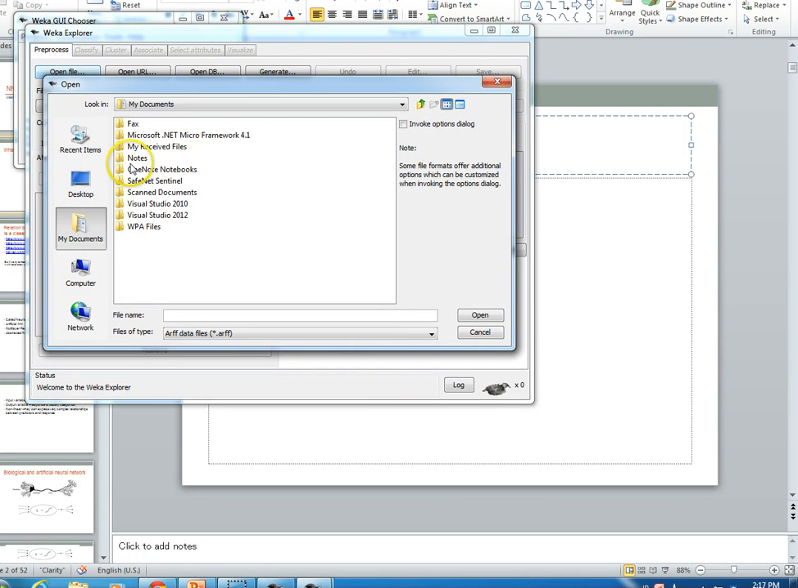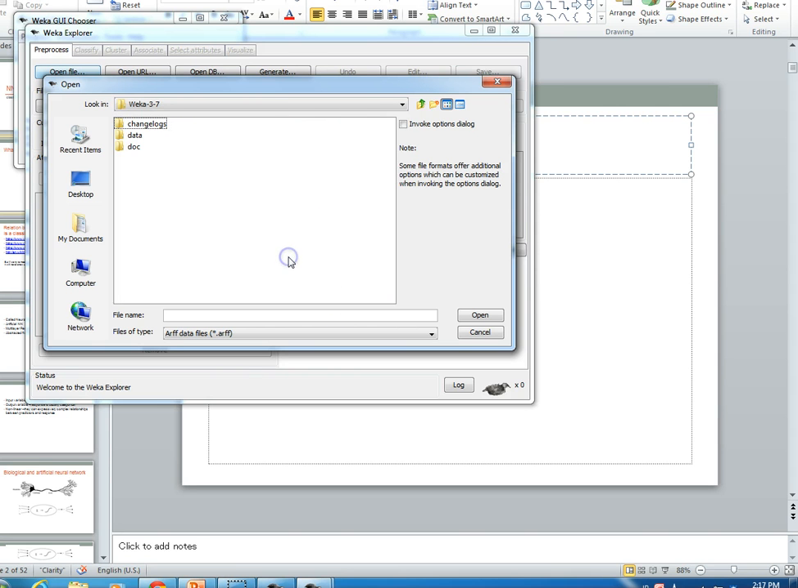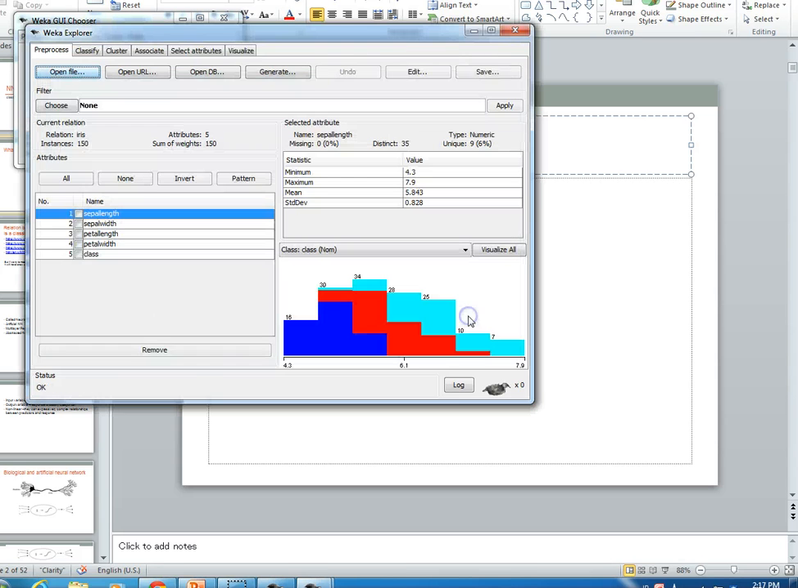You have to find it. You have to go to Computer, Local Disk C, Program Files. Then you have to go to Weka and Data. Can everybody find it? Yes. And you go to the Iris one and open that up. And over here, as I think I mentioned before, you have how many variables listed here?